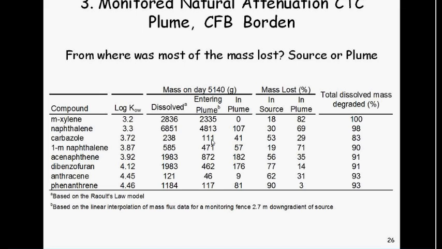So this mass loss process is really accounting for the bulk of what we're not seeing in the plume. It's not that the source has died off completely, at least in early days. But for most of these chemicals, it's that the removal in the plume has been very impressive.